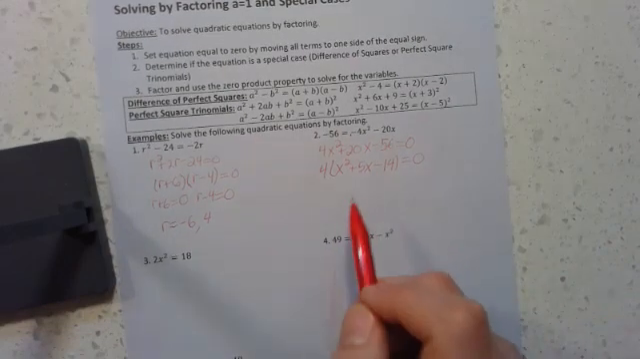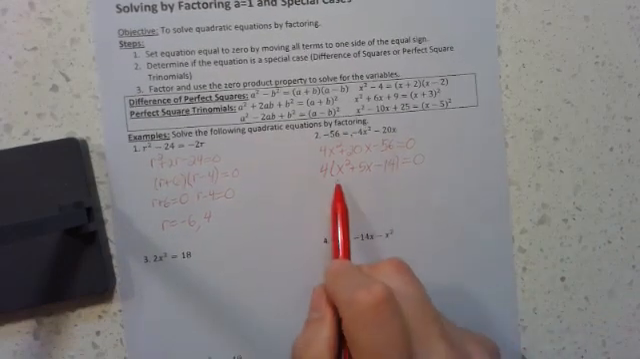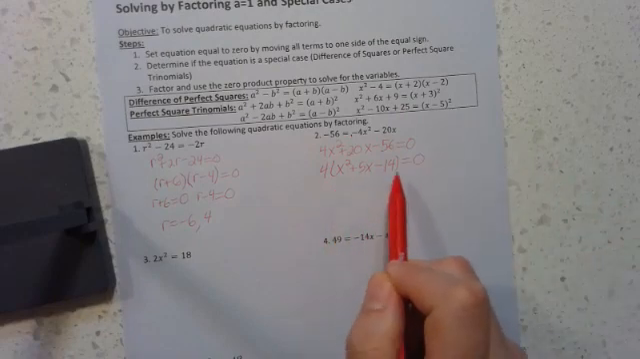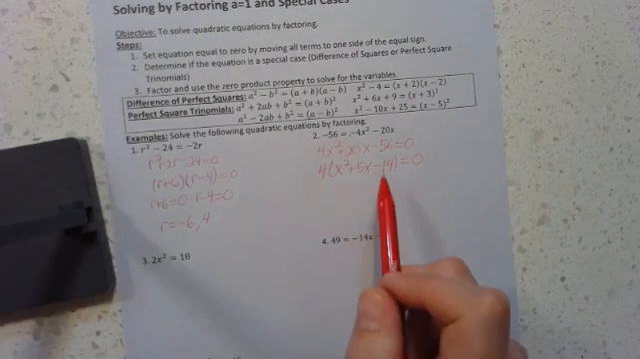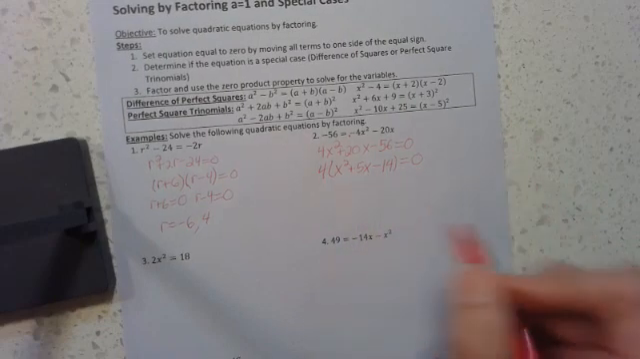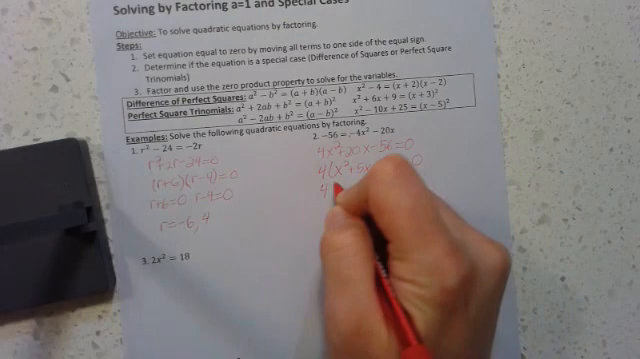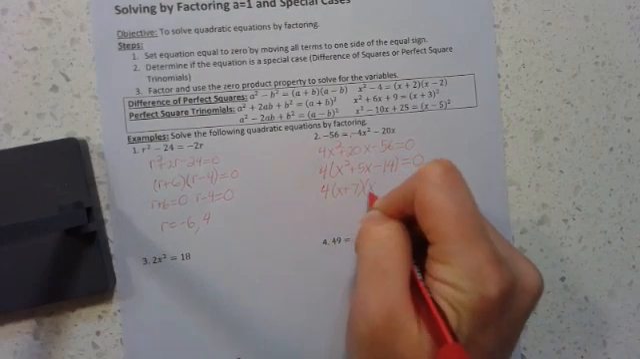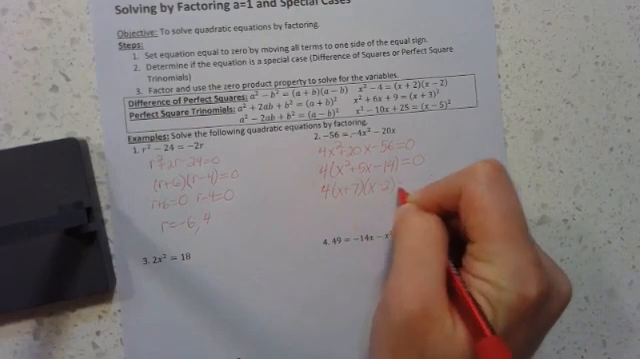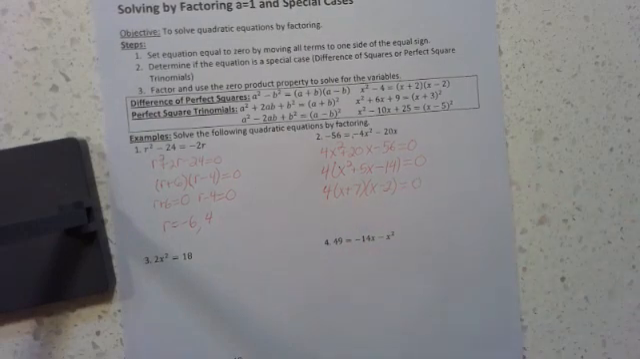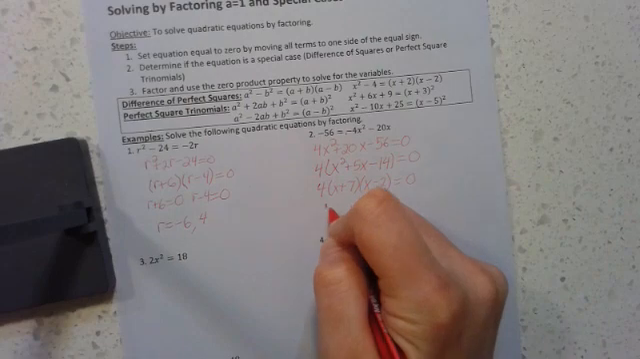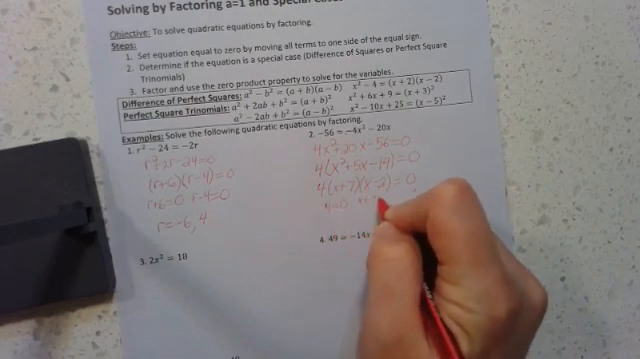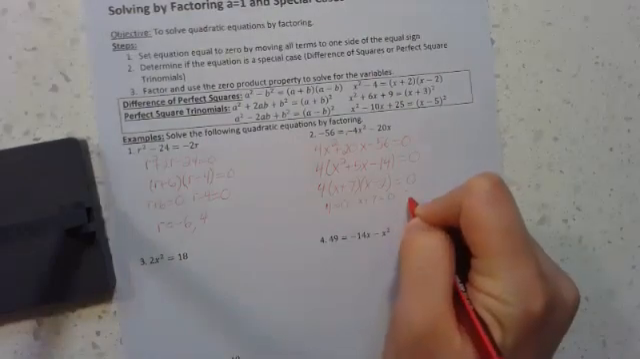And we're going to factor the quadratic expression inside the parentheses first. So we're looking for two numbers that multiply to negative 14 that add to 5. It's going to be positive 7 and negative 2. So we'll have 4 times x plus 7 times x minus 2 is equal to 0. Now using the zero product property, we get 4 equals 0, x plus 7 equals 0, and x minus 2 equals 0.